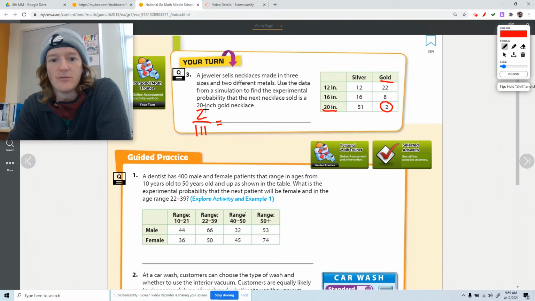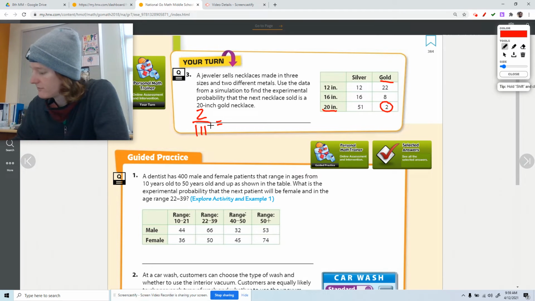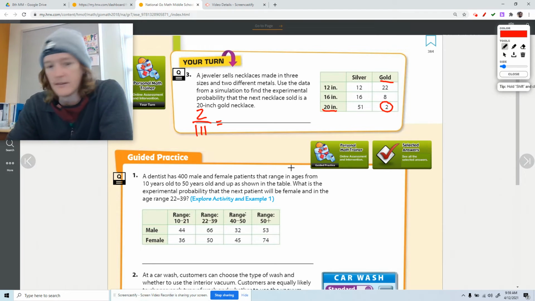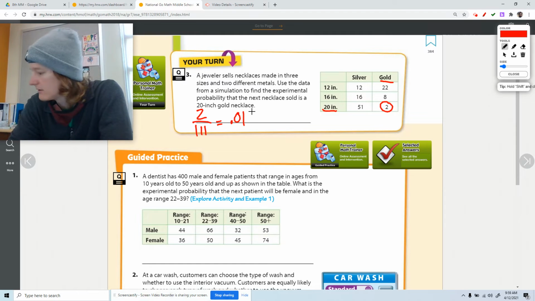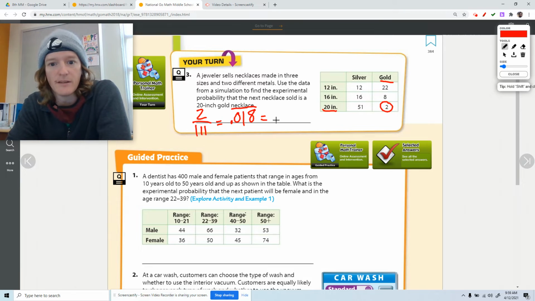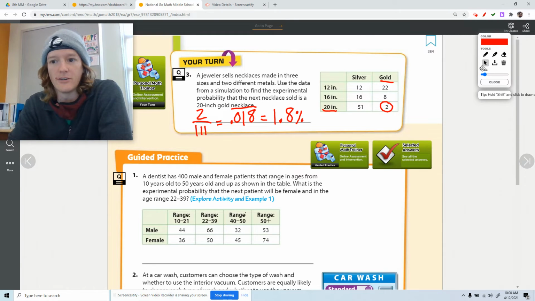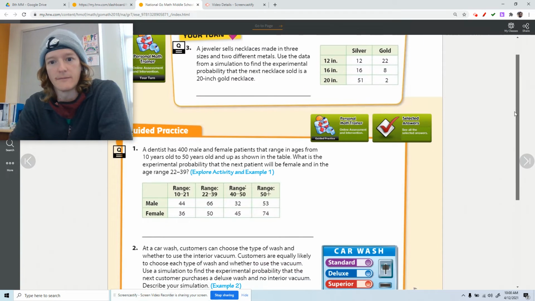111 can't be divided by 2, so that's going to be simplest form. 2 divided by 111 is 0.018. 0.018 as a percent is 1.8%. We're going to round it. We'll leave it at that. Use the data, find the probability of a 20-inch gold necklace. There we have it. Out of 111 necklaces sold, 2 of them were gold 20-inchers. So we have a 1.8% chance of that happening again.